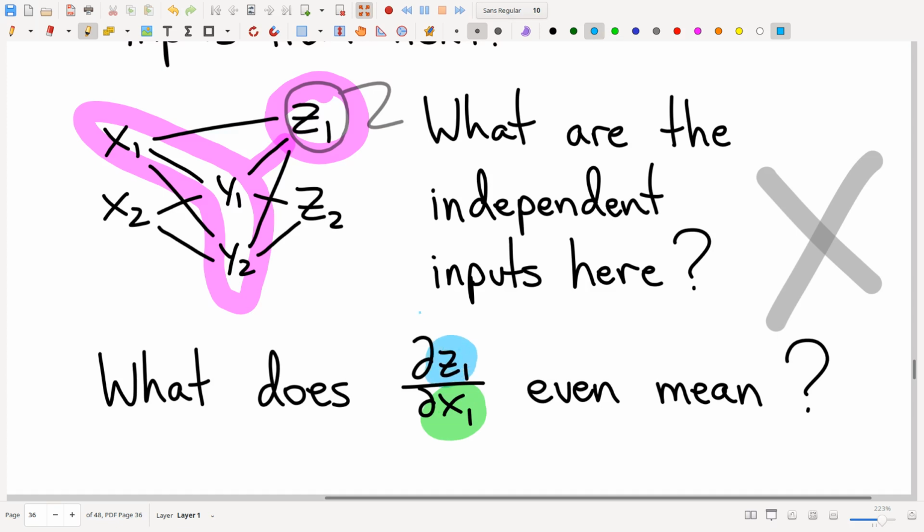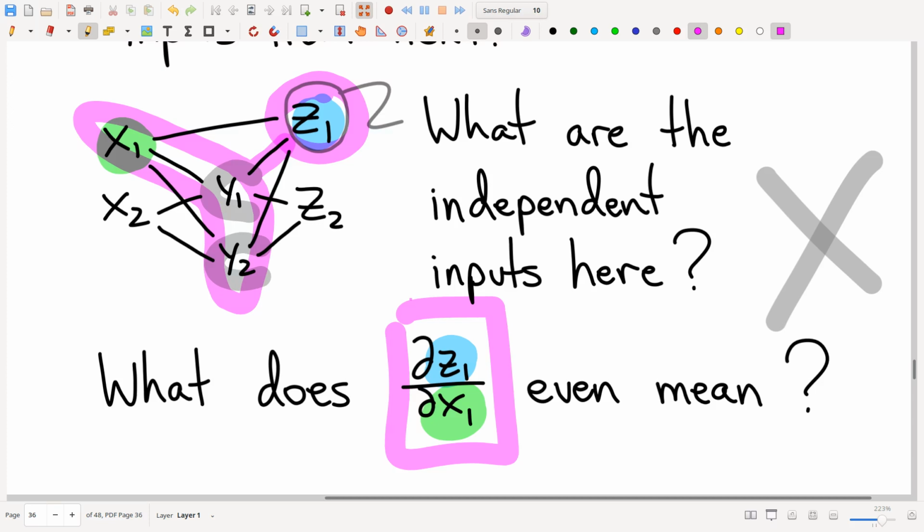Partial of z1 with respect to x1. Am I going to leave x1 as the variable and hold y1 and y2 constant? I can't do that. If I change x1, y1 changes. It is a function of x1. We have a nasty problem here. I don't really know what this means in this context.